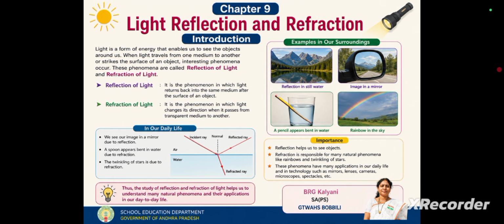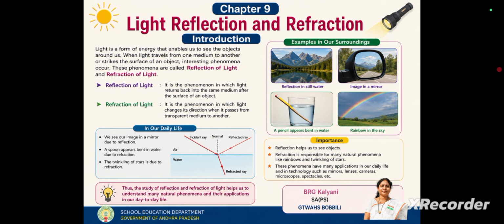Some objects produce their own light. These are called luminous objects. Example, sun, candlelight, electric bulb. Some objects do not produce light, they only reflect light falling on them. These are called non-luminous objects. Example, moon, book, chair, table. So, we observe the difference between luminous and non-luminous. These are all fundamentals we learned in our previous classes.